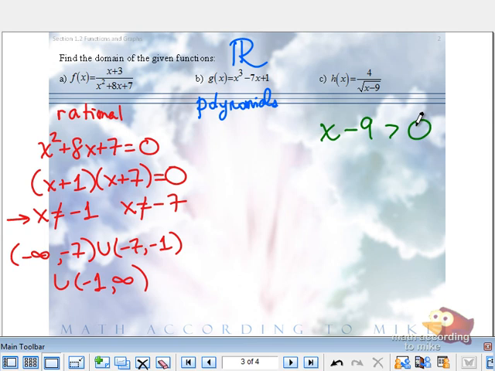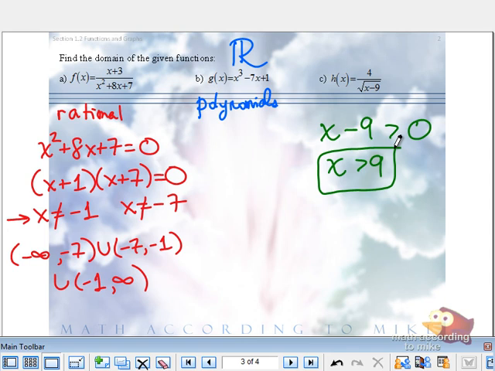Now this one's a nice one. How do we solve for x here? Add 9. So the domain is all values of x such that x is bigger than 9. So if you picked a number smaller than 9, you'd be taking the square root of a negative. That's bad. If you picked 9, you'd be dividing by 0. That's bad. Everything else is a-okay.